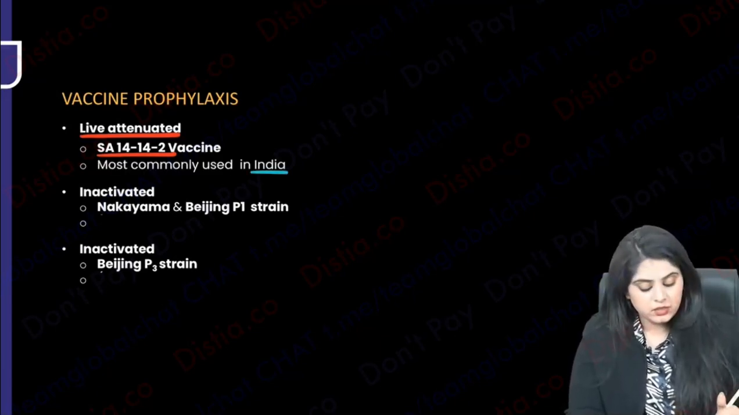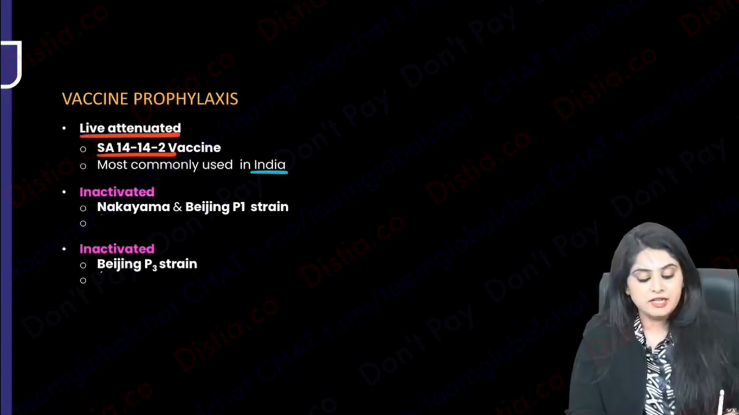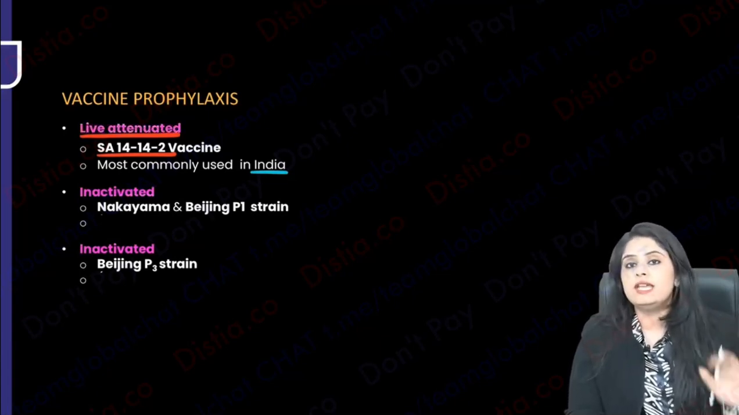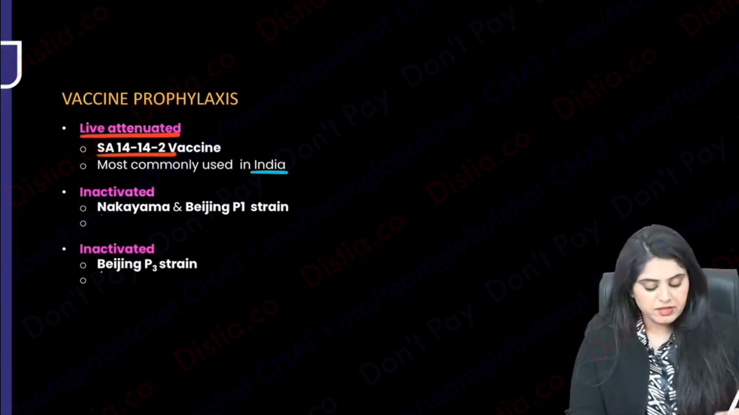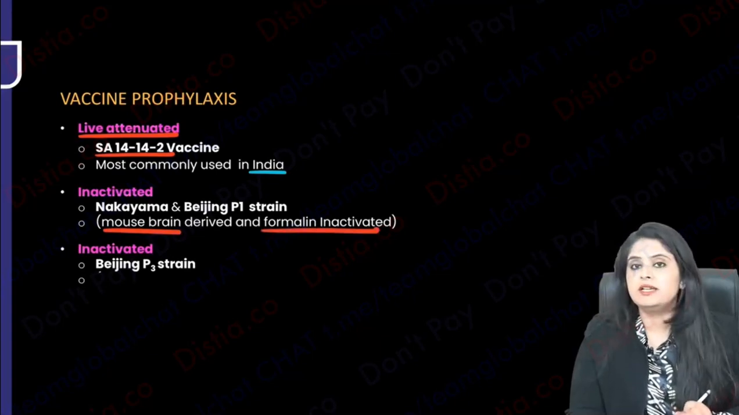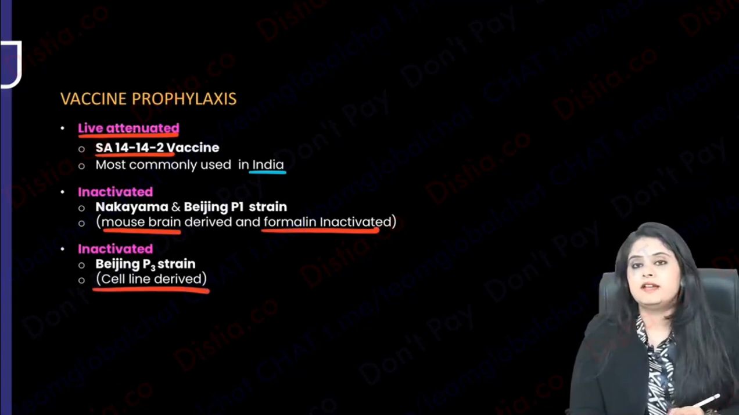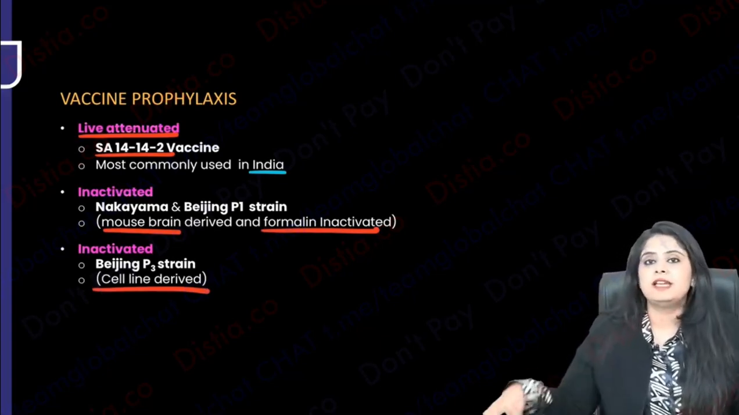Other than that, there are 2 inactivated vaccines. So SA 14-14-2 was a live attenuated vaccine. 2 inactivated vaccines matlab one of them has been inactivated by growing in the mouse brain and formalin inactivated. The other one is cell line derived. तो एक mouse brain derived है, एक cell line derived है.